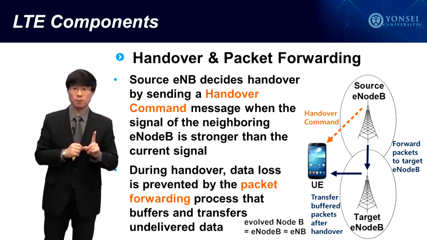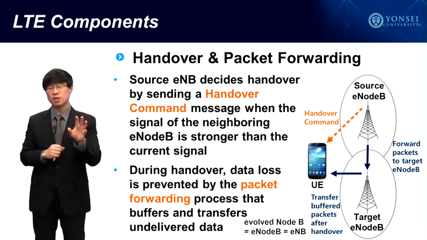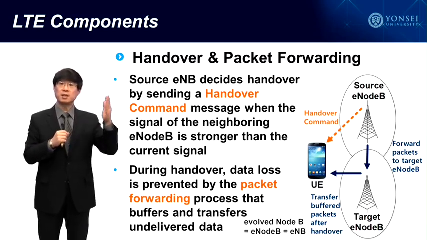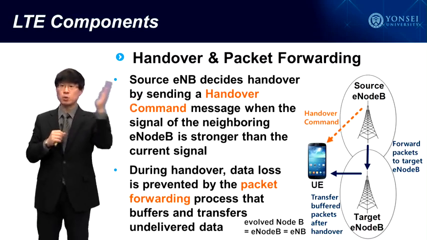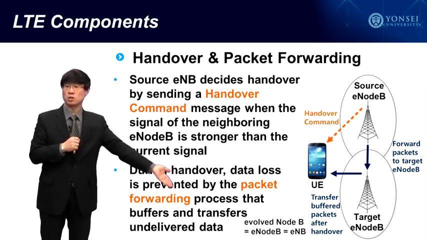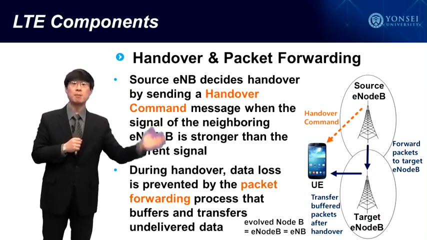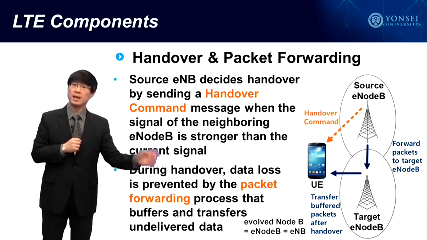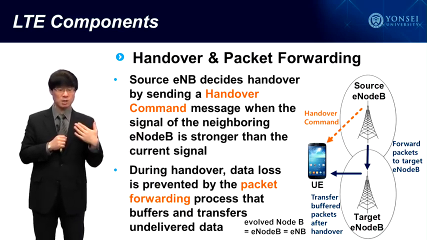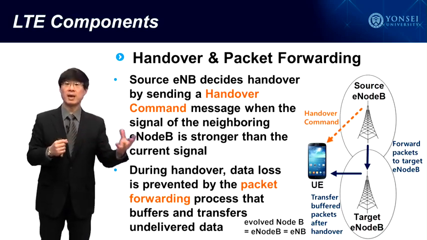Now, during handover, data loss is prevented by the packet forwarding feature. And this is one of the good things about LTE. What does packet forwarding do? Well, when I'm connected to my source base station and I switch to my target base station, as you can see from this connection on the top to this connection at the bottom, in between there may be a moment when I'm not connected. And during this period, the continuous data stream that I'm receiving at my mobile device may get disconnected, and these packets may get lost.